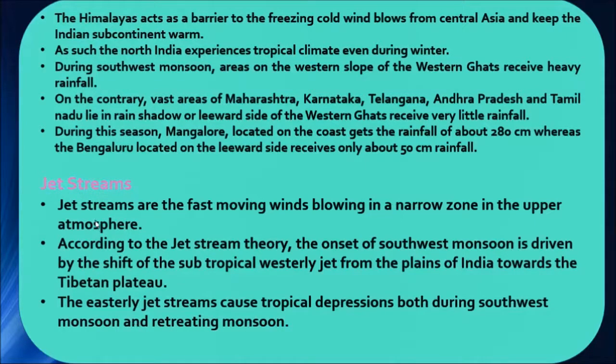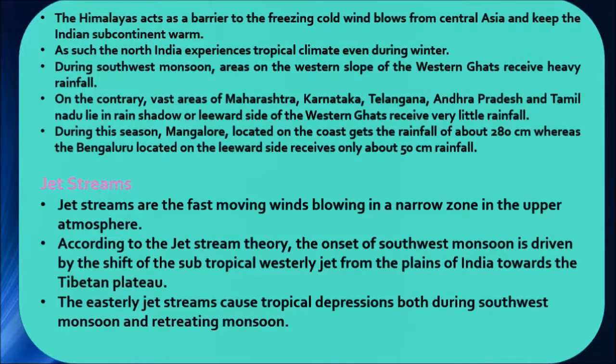What is meant by jet streams? Jet streams are the fast moving winds blowing in a narrow zone in the upper atmosphere. Jet streams are fast moving winds blowing in a narrow zone in the upper atmosphere, not in the lower atmosphere.